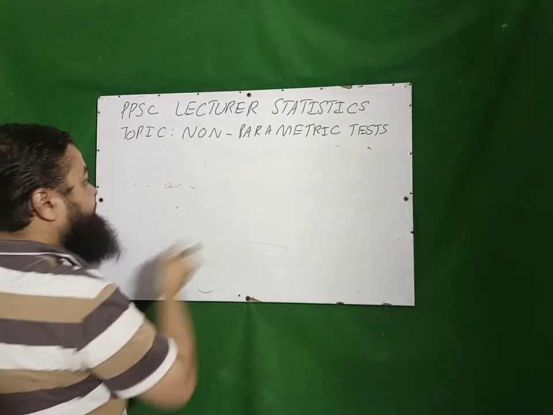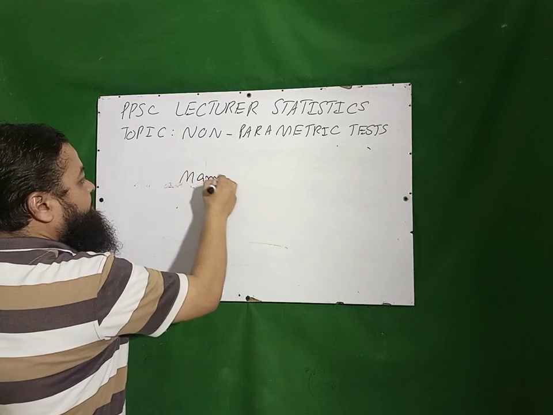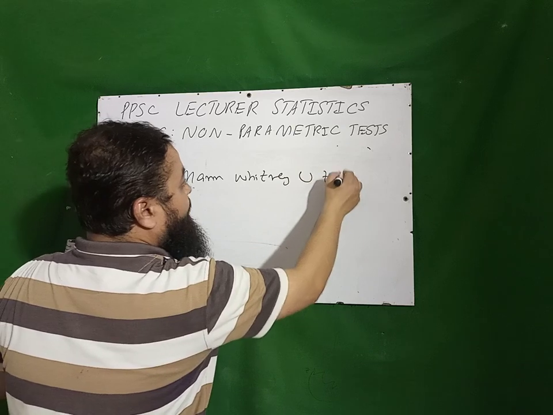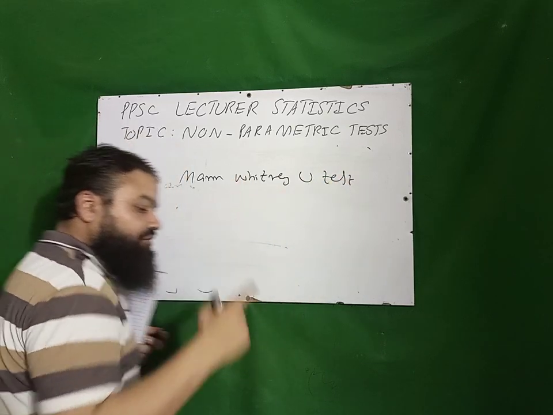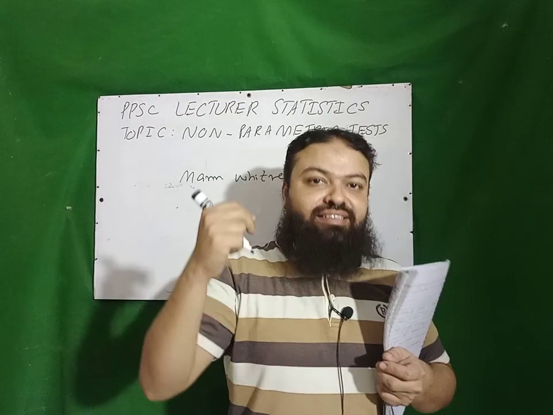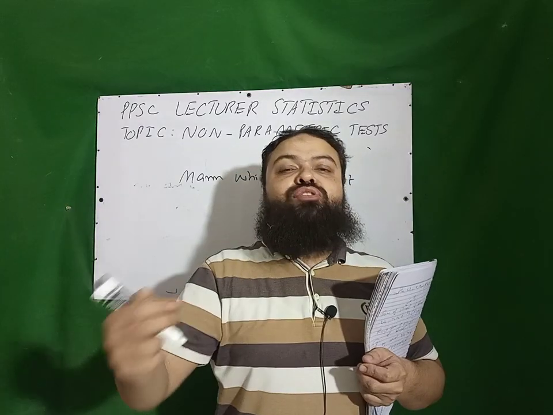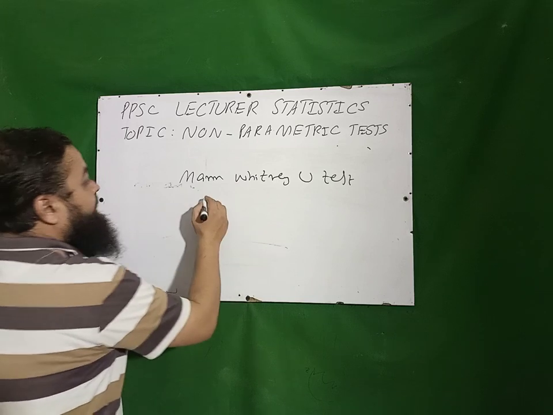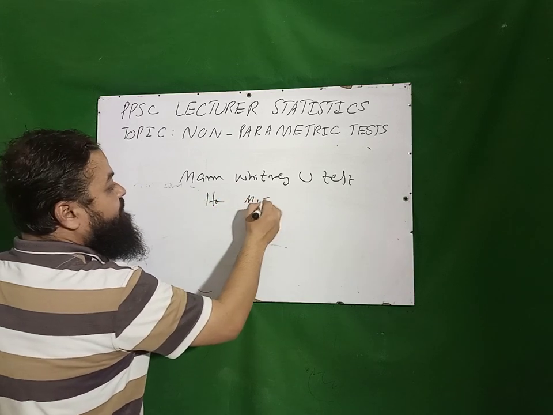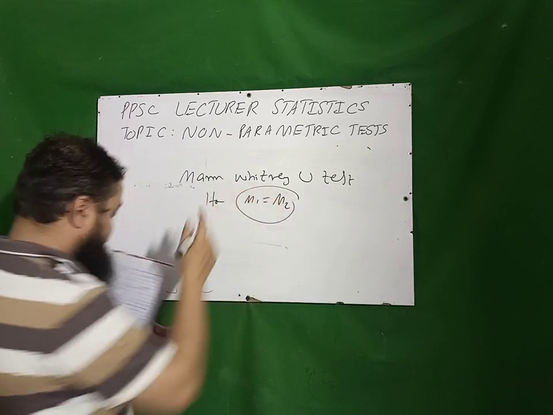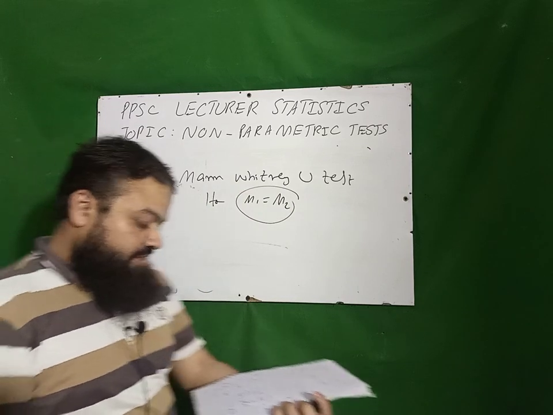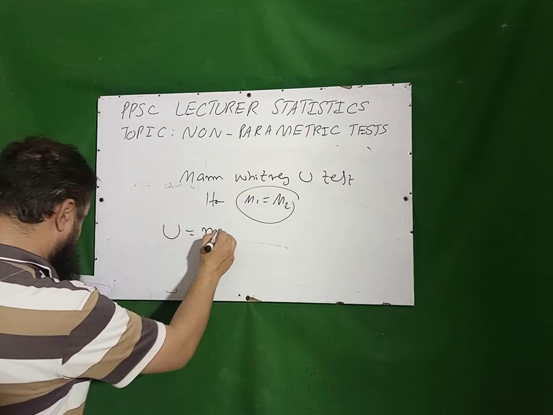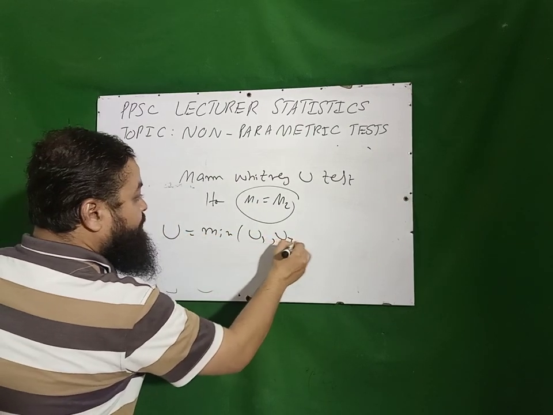Next question is a very important test, which is the Mann-Whitney U test. It is used for 2 independent samples. It is the alternative to the t-test for 2 independent samples. For example, in the hypothesis we make m1 is equal to m2 for the medians, then the test statistic is U, which is the minimum of U1 and U2.